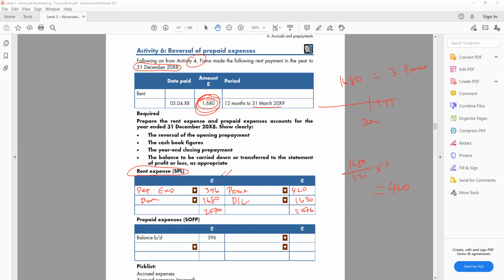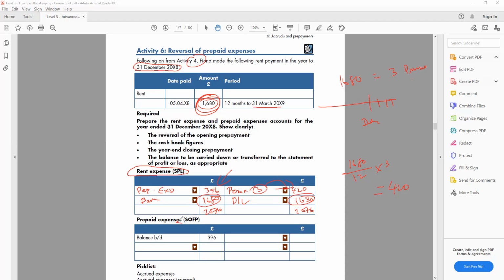So this expense comes from the last period because last time we paid in advance, and this one we paid this year from the bank. But inside of this 1680, 3 months is for the prepayment. So I have to write on this side, which means it's minus. And the profit and loss account I'm actually charging for the rent expense is 1656.